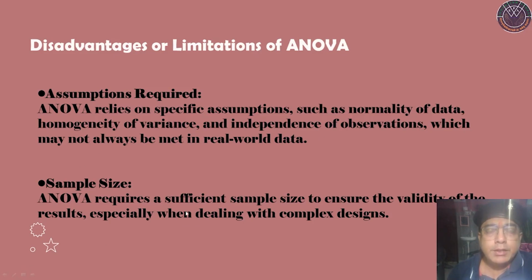Now, what are the limitations of ANOVA? ANOVA relies on specific assumptions such as normality of data, homogeneity of variance, and independence of all the data value observations, which may not always be met in real world data. That is quite obvious. Many times conditions of normality are not met, then you cannot use ANOVA. ANOVA requires a sufficient sample size to ensure validity, because if sample size is large, then normality conditions can be met. So if sample size is small, then it is quite difficult to use ANOVA because assumptions cannot be made at that time. So that is also a limitation.